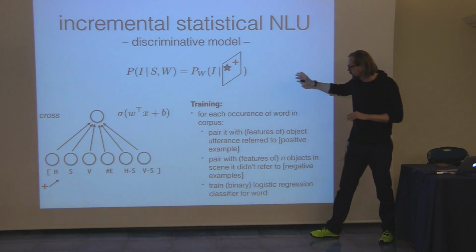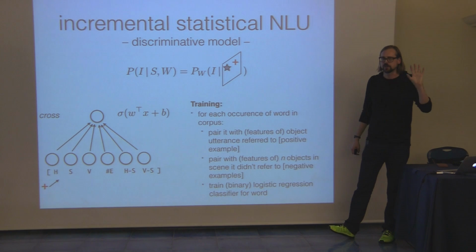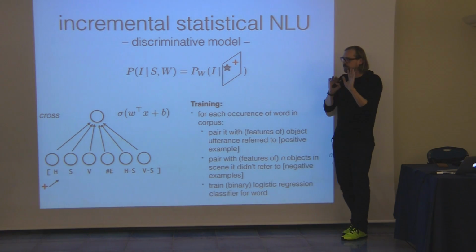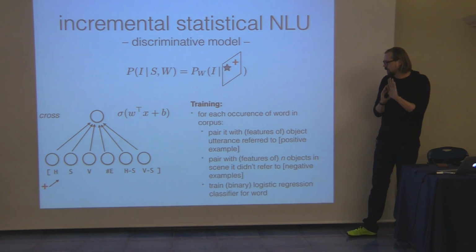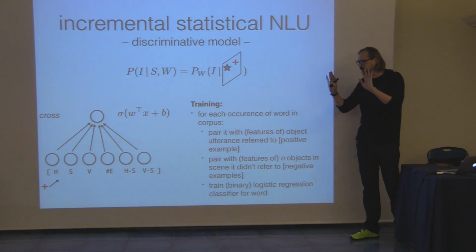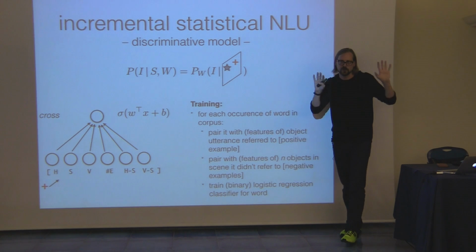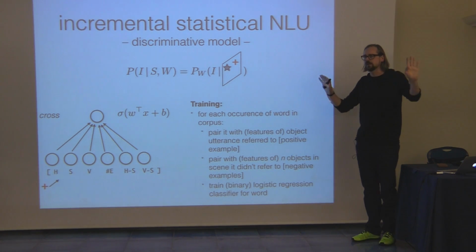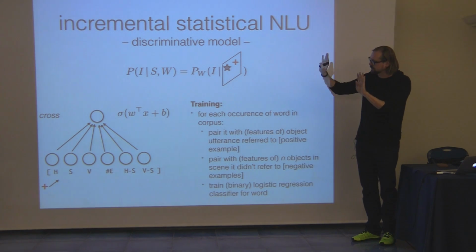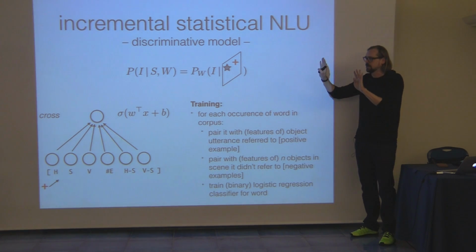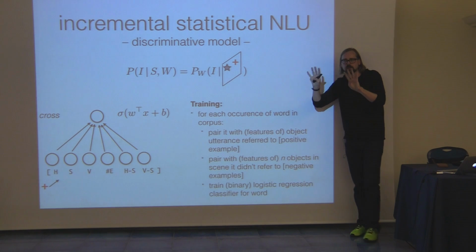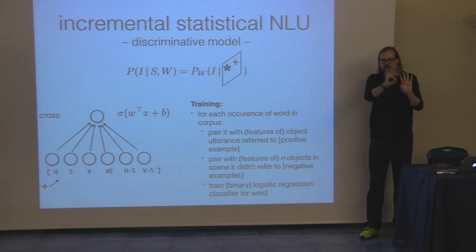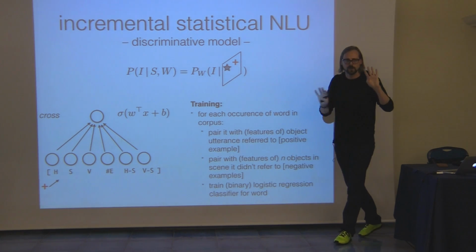So at training time, for each occurrence of a word in the corpus, we pair the word with the features of the object that the utterance referred to. So we know in our corpus which pieces the utterance referred to. And each word in the utterance is paired with the visual features of the object it refers to. And these are positive examples. And it's also paired with a number of randomly chosen other objects in the scene. Okay?